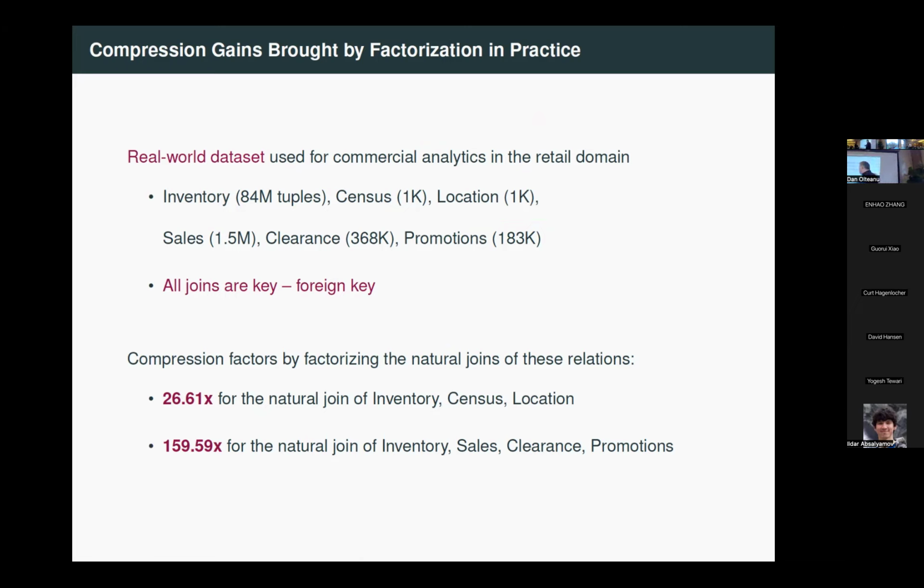So if we join inventory with census and location, we get something like a 26.6 compression factor. If we join inventory, sales, clearance, promotions, we get like 160 times compression. And this compression carries over to whatever task, such as the ones I mentioned before, like computing aggregates over it.